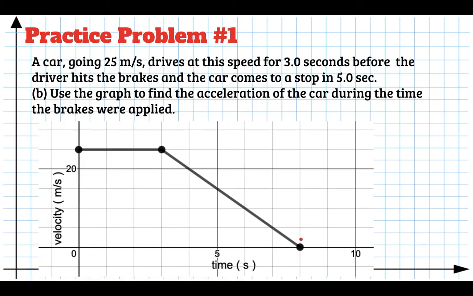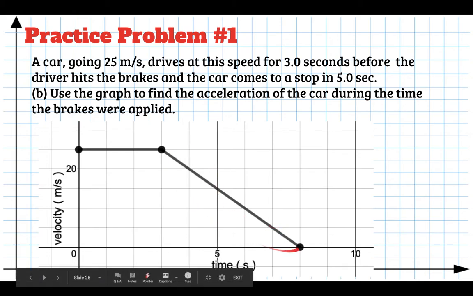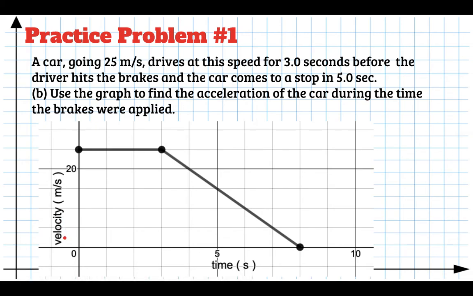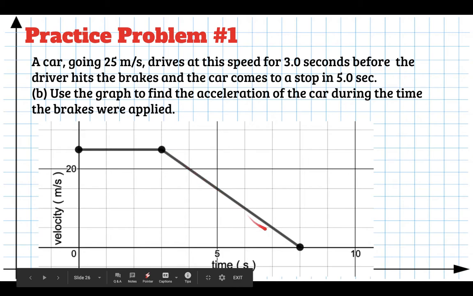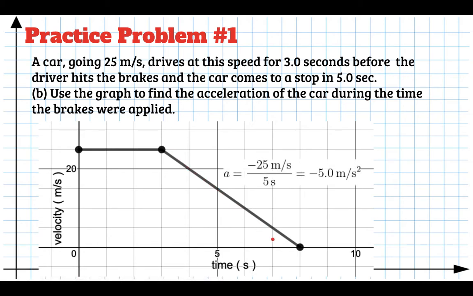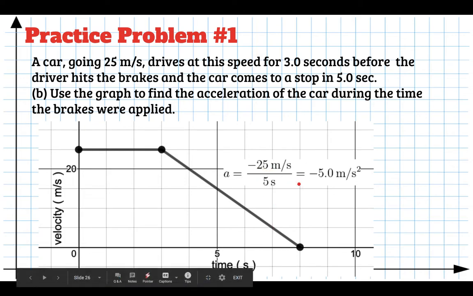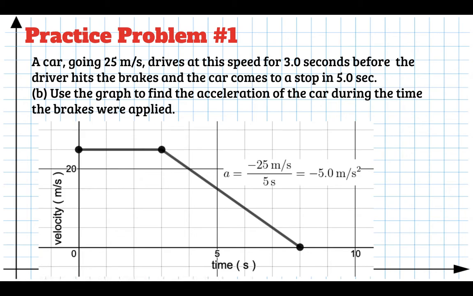Okay? The second question says, use the graph to find the acceleration of the car during the time the brakes were applied. So I think it's obvious that the brakes were applied during this section of motion right here. And so if we're asked to find the acceleration and we are looking at a velocity graph, we're going to find the slope. So find the slope of this section right here. And I get -5 meters per second squared. So the velocity decreases 5 meters per second every second until it's at rest.